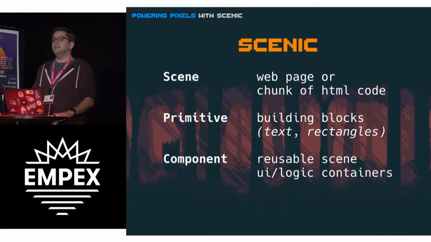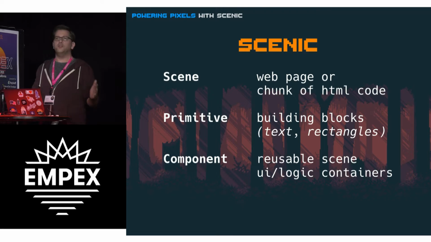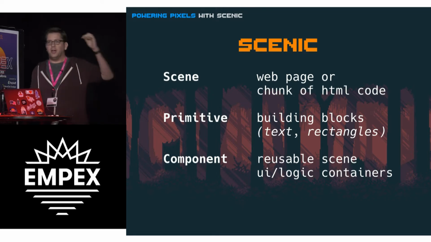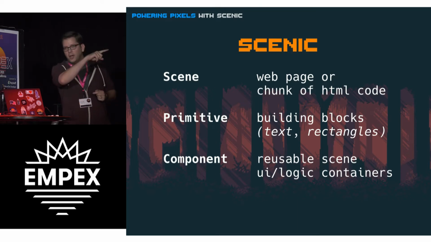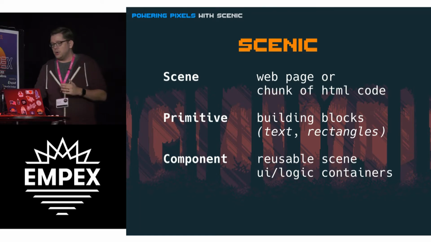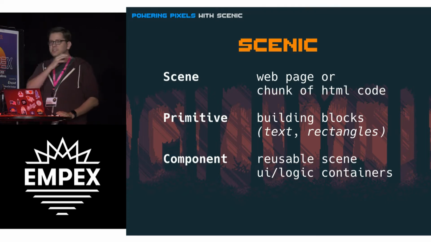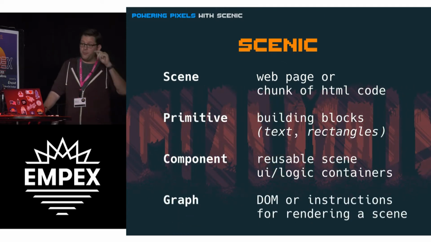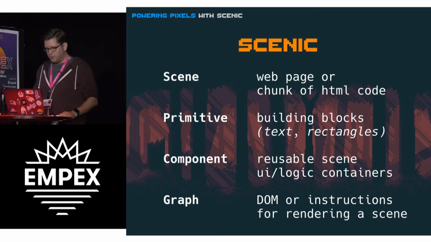A component is basically a fancy scene. It's meant to be reusable. If you have a select drop down, it would have a rectangle, and maybe if the mouse hovers over it, it gets an outline. You click on it, it opens a menu, you select one, and that gets selected into the state. So a component is a container of both the UI and the logic and state, and you end up reusing those all over the place. The final piece is the graph, like I mentioned before, which is like your DOM, the instructions for how the scene is going to be rendered.